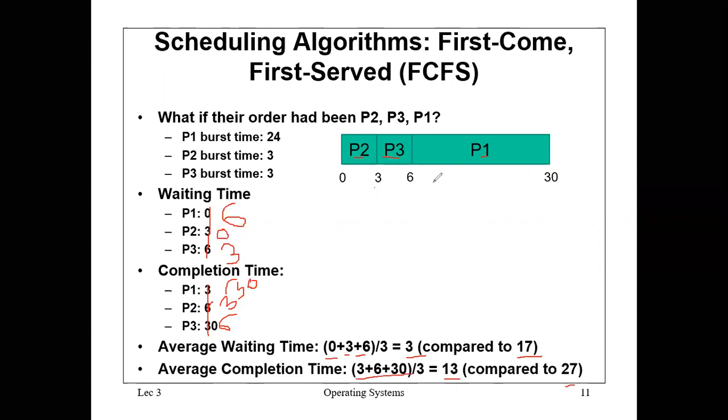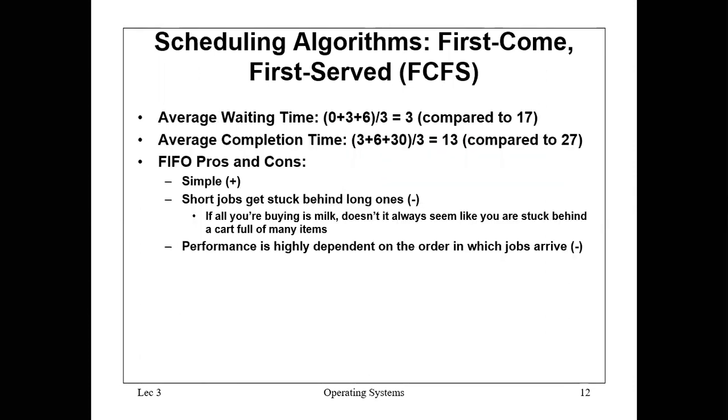So just by changing the order, with the same algorithm, the same computer, the same processes, we have made it a lot faster. That means the order of the operation matters. The advantage of this scheduling algorithm is that it is simple. You don't have to worry about anything else. You just have to write the code so that the process that comes first gets served first.